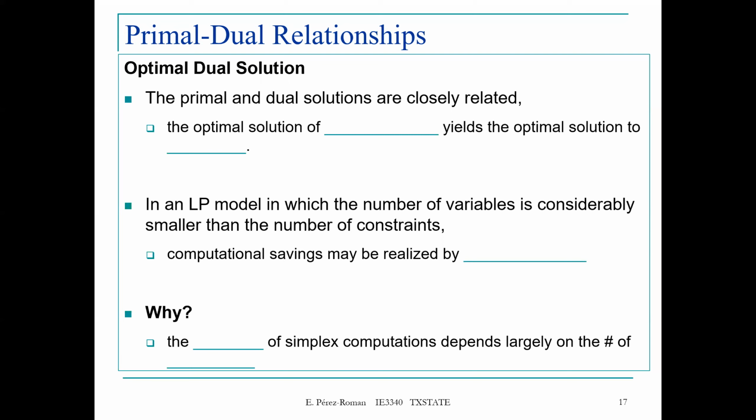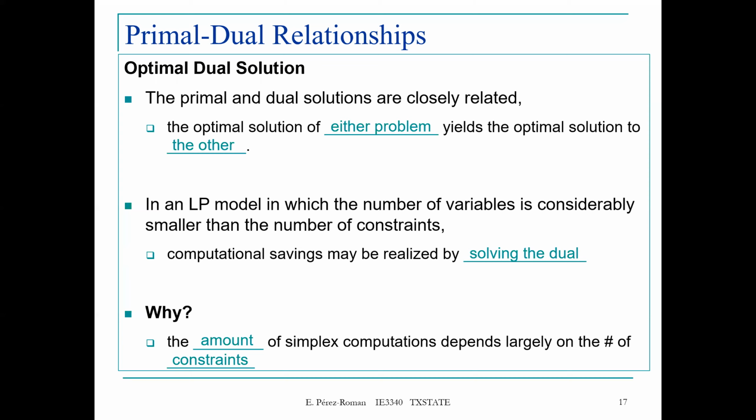So the optimal dual solution. The primal and dual solutions are closely related. The optimal solution of either problem yields the optimal solution to the other. In an LP model in which the number of variables is considerably smaller than the number of constraints, computational savings may be realized by solving the dual. Why is that the case? The amount of simplex computations depends largely on the number of constraints.